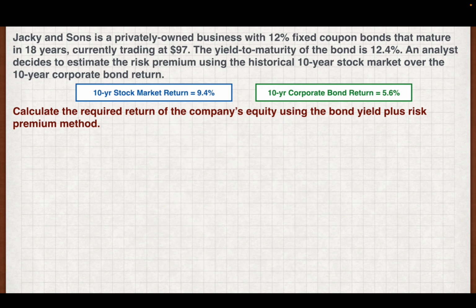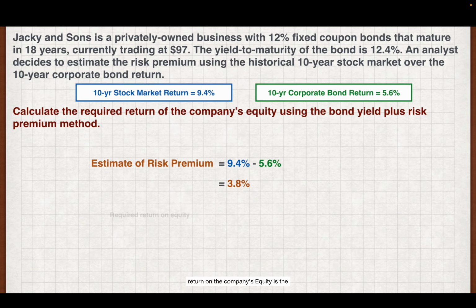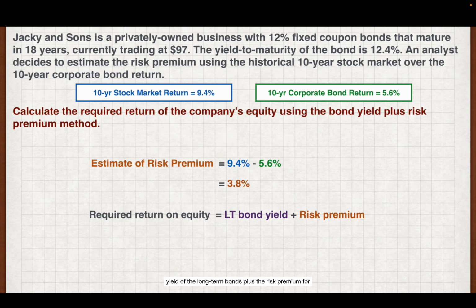And we're back. You shouldn't have much problem with this. The estimated risk premium is 3.8%. The required return on the company's equity is the yield of the long-term bonds plus the risk premium for holding equity. Be sure to use the current yield of the bond, which is 12.4%, not the coupon rate. We get a required return of 16.2%.